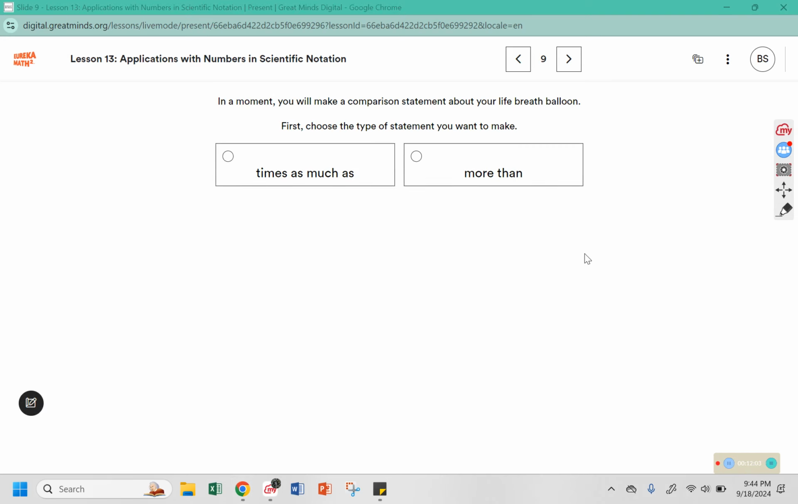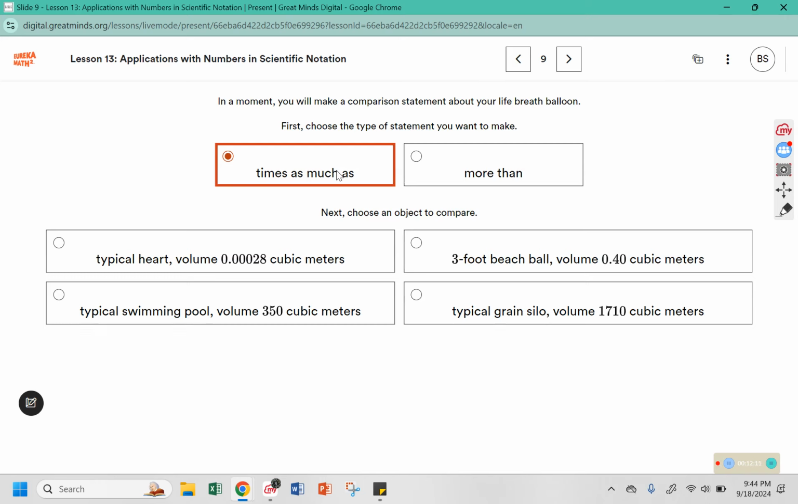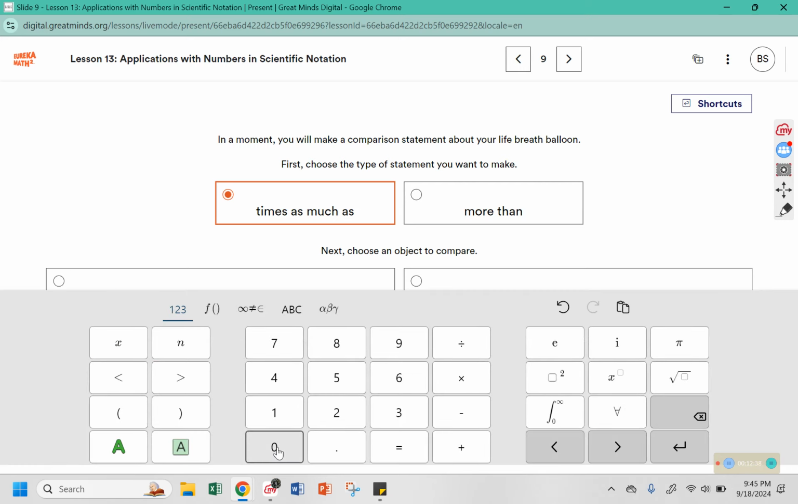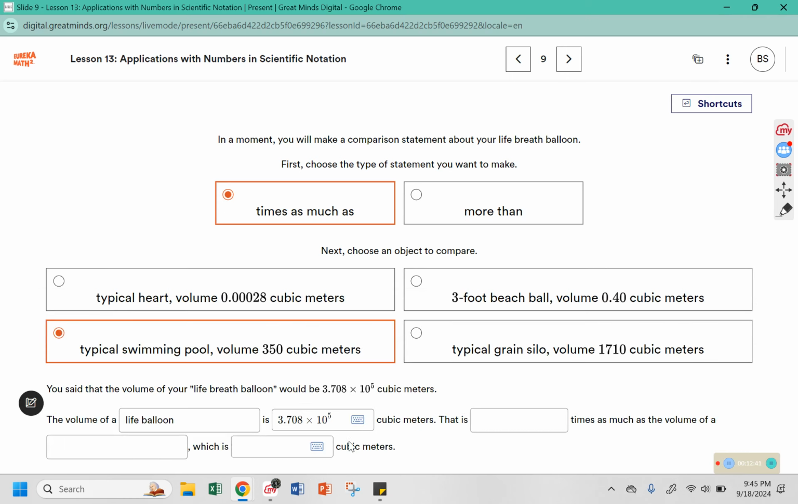In a moment, you will make a comparison statement about your life breath balloon. First, choose the type of statement you want to make. I'm going to go with a times as much. Next, choose an object to compare. How about a swimming pool? The volume of a life breath balloon is 3.708 times 10 to the 5th cubic meters.